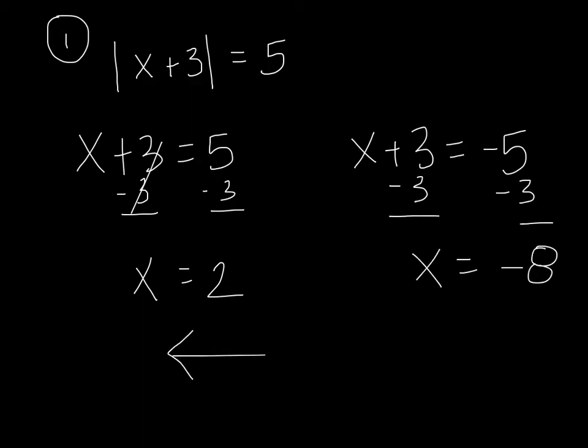Then if I want to graph my answer, I have negative 8 and I have 2, and now we have been dealing a lot with inequalities. These are just equations, and so equations are just dots, points. So our answers could be negative 8 or they could be 2. Let's try another one.